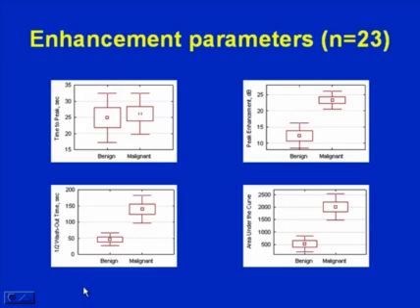Now, when we looked at the actual numbers, the time to peak was not statistically different in benign versus malignant. But when we look at the overall peak enhancement, there's about a 2 to 3-fold difference in benign versus malignant. And certainly the washout time is about three different, and the area under the curve is about 4-fold different in these different parameters.